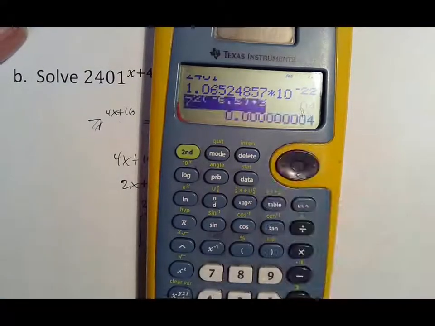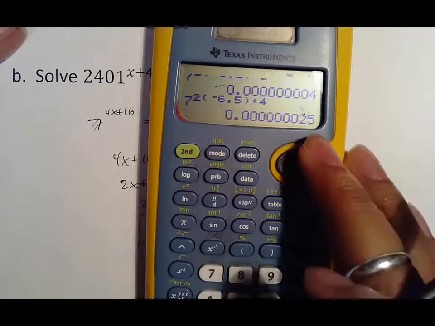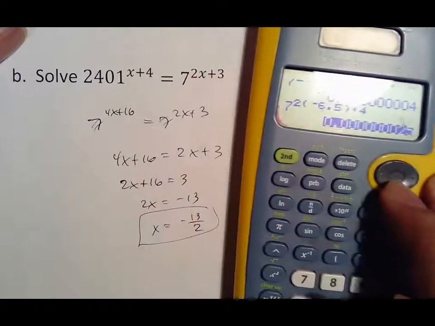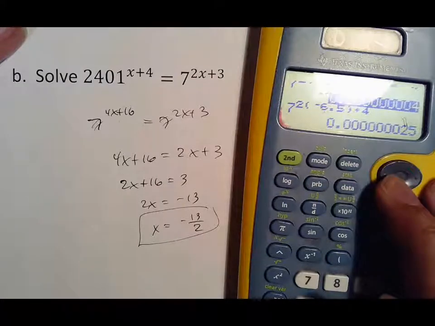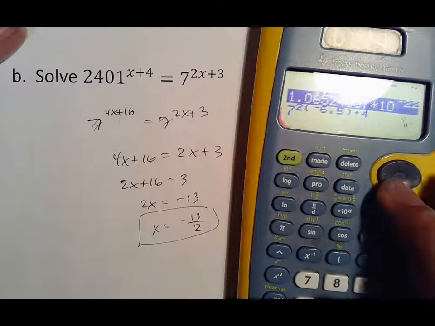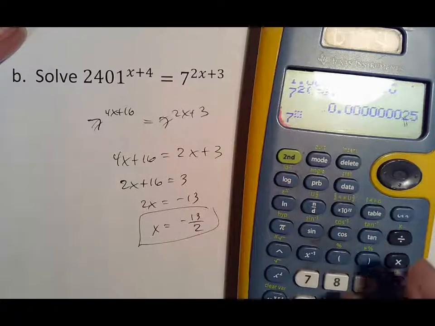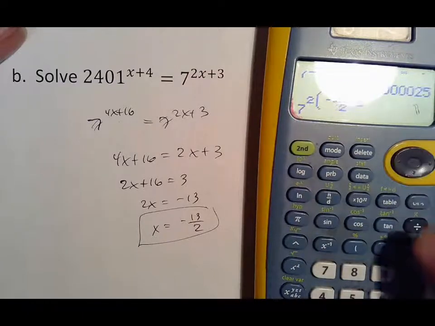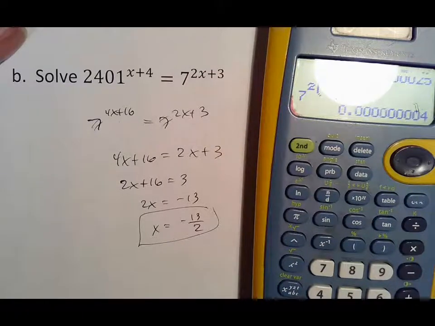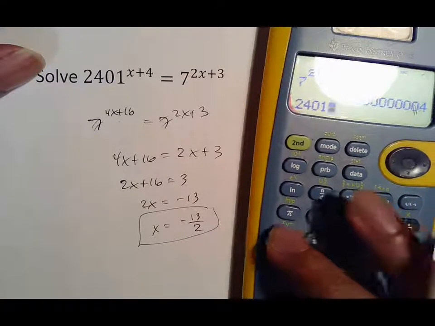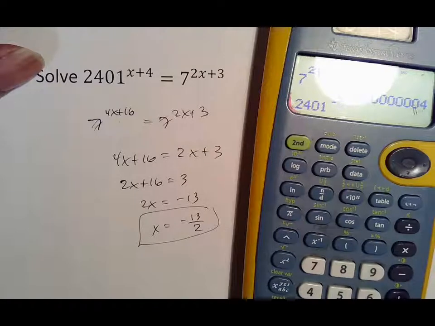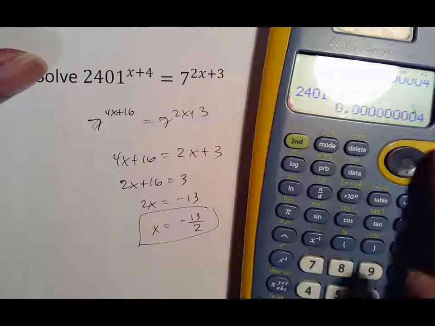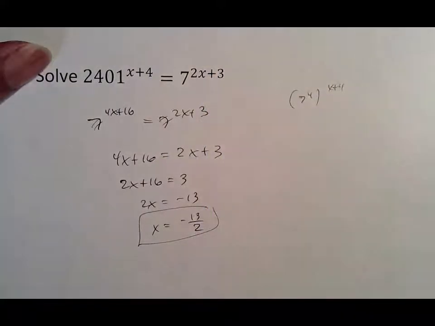Oh, you probably saw that a while ago. That's still not it. 7 to the 2x plus, I am messing up. I don't know. 7 to the 2 times negative 13 over 2 plus 3. 2401 to the negative 13 over 2 plus 4 equals, there you go. I must have typed the first one in wrong, which again, you were probably aware of.